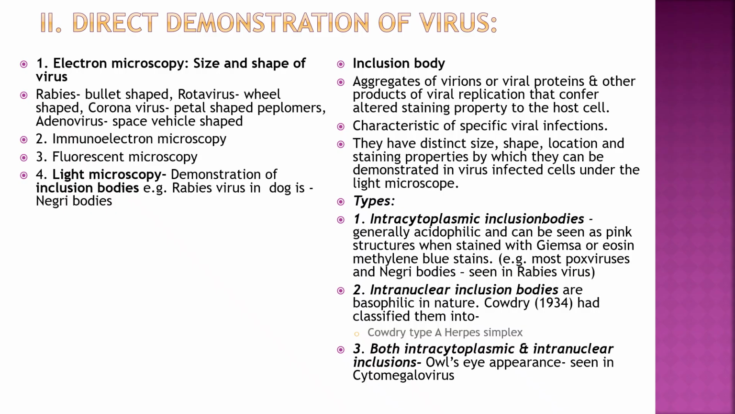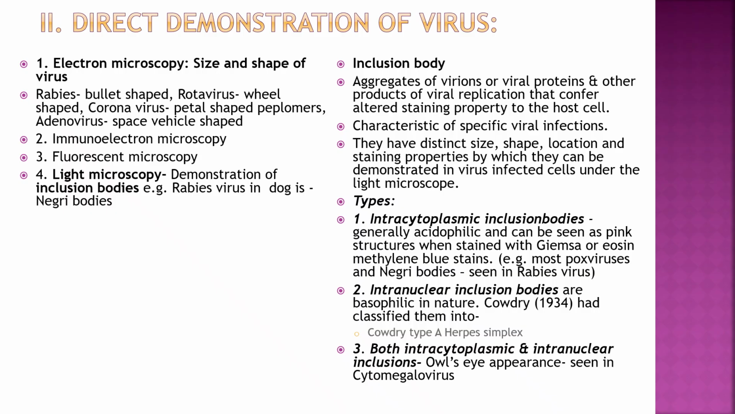So in light microscopy, demonstration of inclusion bodies, for example, rabies virus in dog shows Negri bodies. So inclusion bodies are aggregates of virions or viral proteins and other products of viral replication that alter the staining property of the host cell. They are characteristic of special viral infections; they have distinct size, shape, location, and staining properties by which they can be demonstrated in virus infected cells under the light microscope and help in diagnosis of the viral infection.